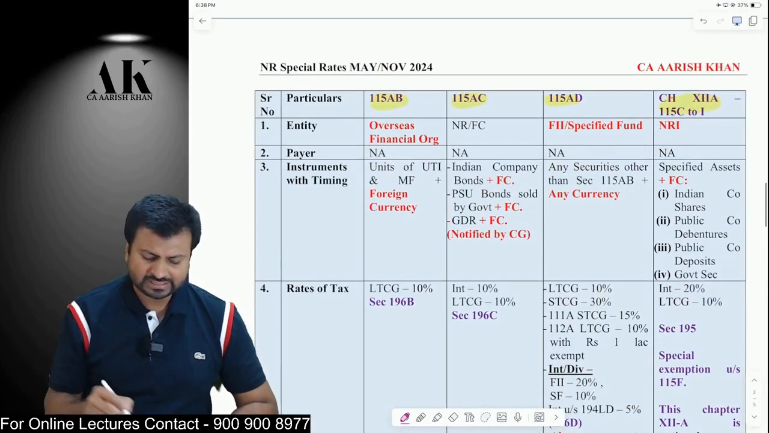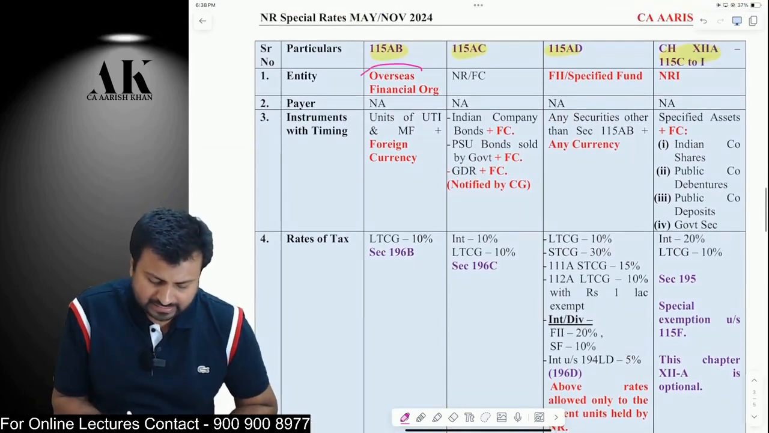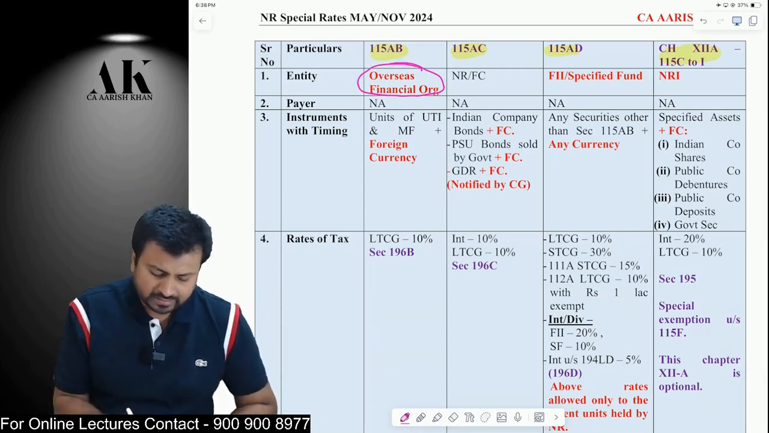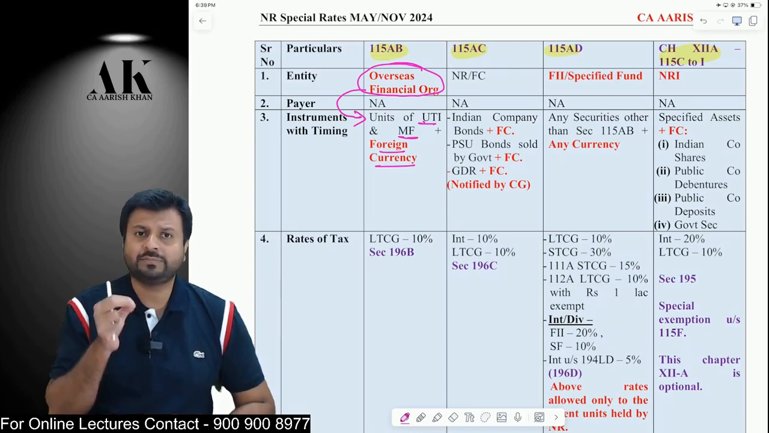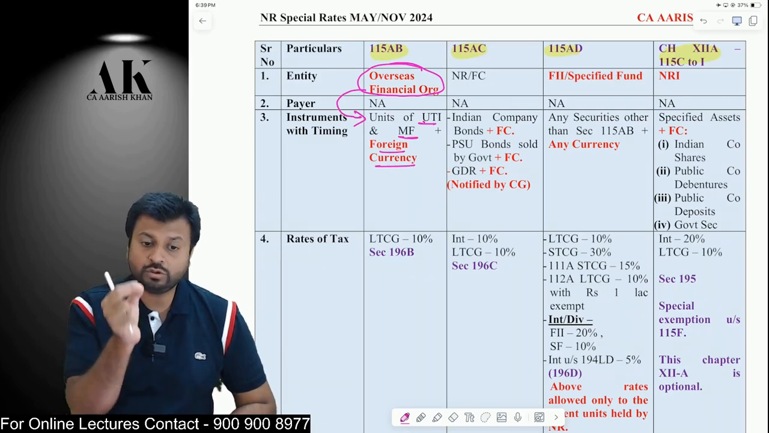Now, coming to the 7th section. What is the 7th section? Who is the assessee in the 7th section? The assessee in the 7th section is an Overseas Financial Organization. What is the assessee doing? Now the assessee is investing in units of UTI mutual fund in foreign currency. The assessee is buying the units of UTI, or buying mutual fund units, and that too in which currency? In foreign currency.